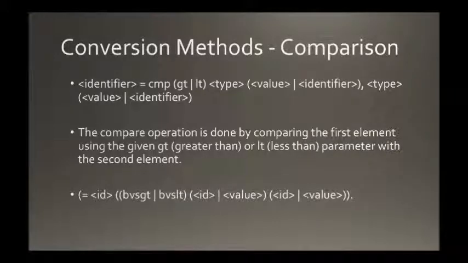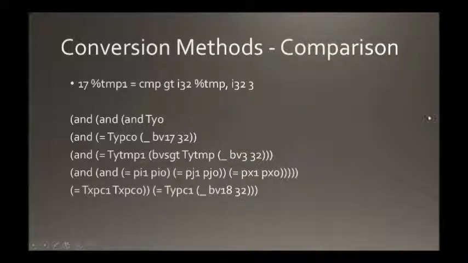Comparison instruction contains four variables: the result, greater or less than, the first value to compare, and the second value to compare. And here is an example. The compare operation is done, and if, for example, the first value is greater, then cmp1 becomes true, otherwise false.